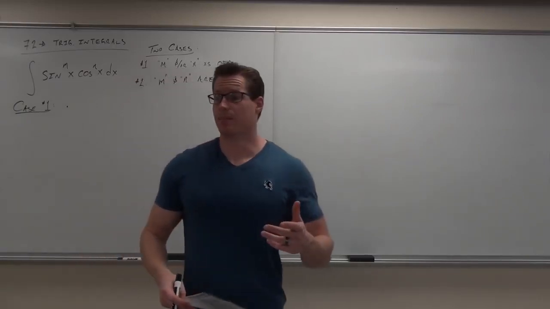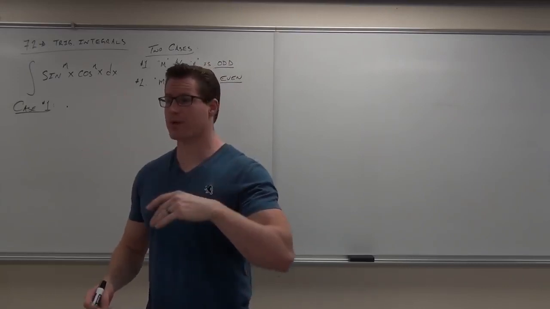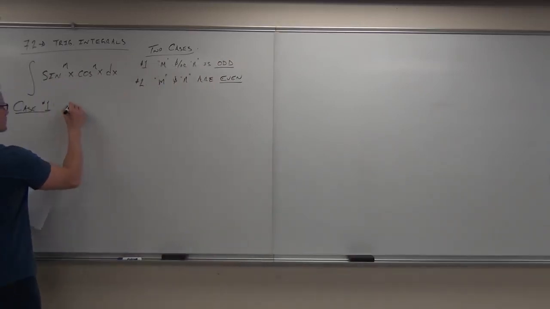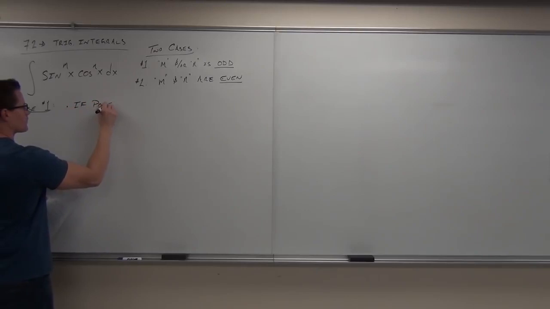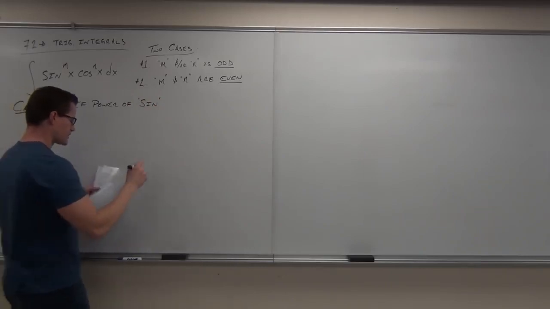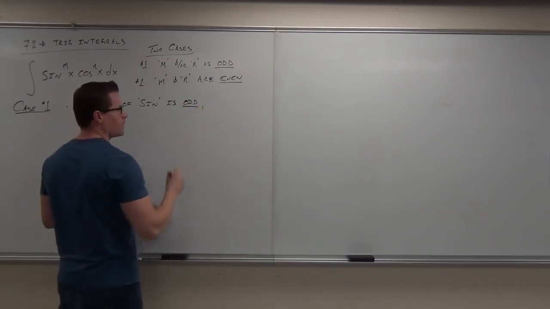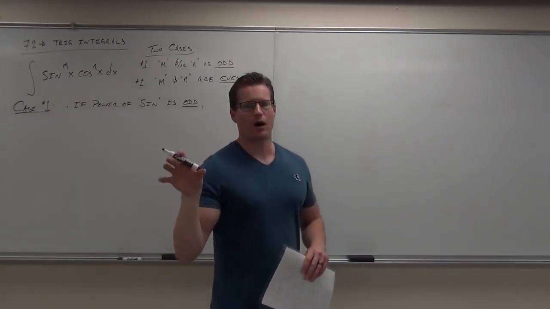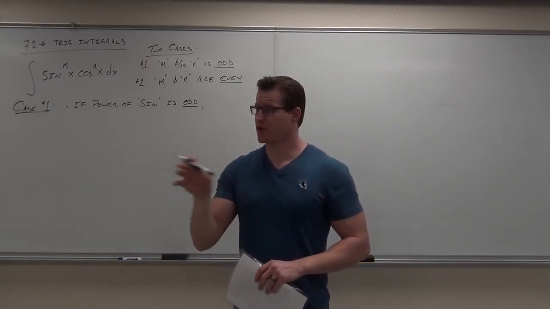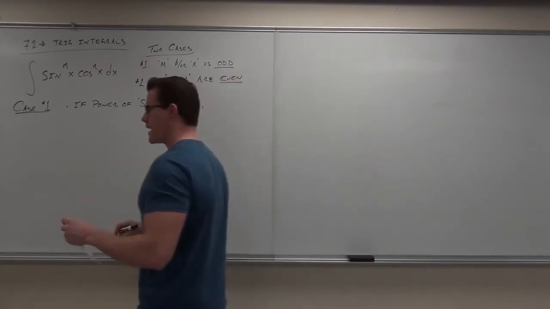Let's suppose, case number one, either m is odd or n is odd, so either sine has an odd power or cosine has an odd power, or they both have an odd power. If the power of sine is odd, what we're going to do is strip off one of the sines. What that means is, if it's sine to the third power of x, we'd strip off one. We'd have sine squared times sine. Does that make sense? We're going to strip off one power, so we're going to keep one factor of sine.